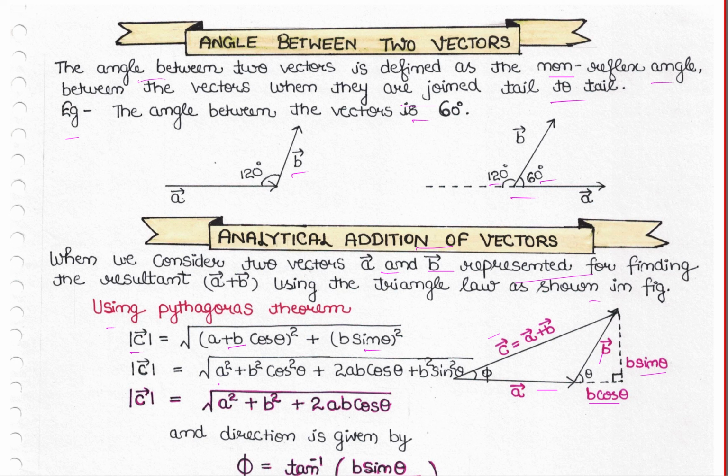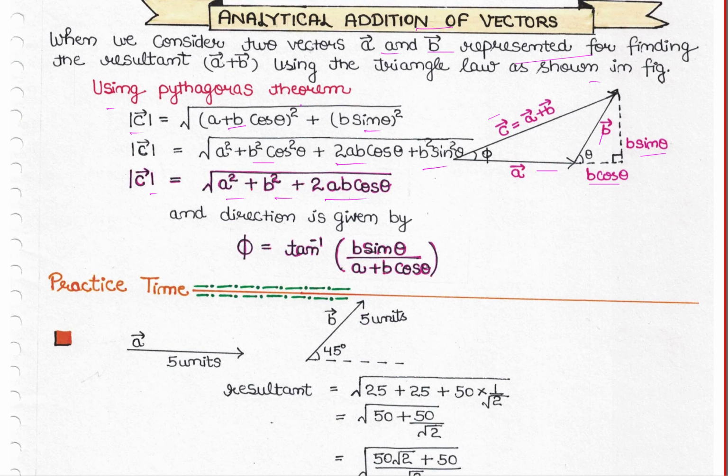So magnitude of C is equal to square root of A square plus B square cos square theta plus 2AB cos theta plus B square sin square theta. So magnitude of C is equal to square root of A square plus B square plus 2AB cos theta. Now the direction is given by phi is equal to tan inverse of B sin theta by (A plus B cos theta). Now we can practice some examples.